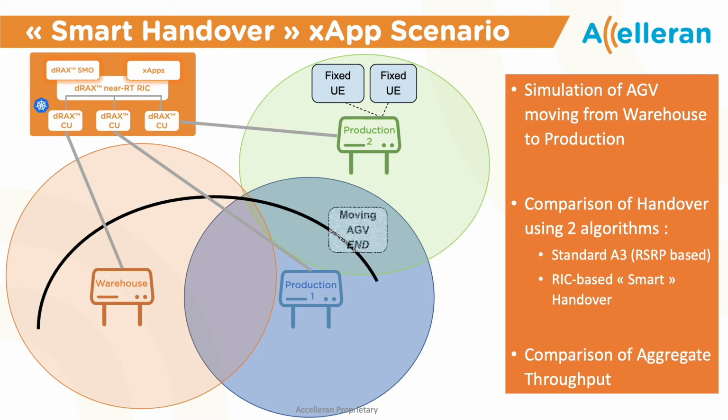When it comes to the handover between the warehouse and the production, we will compare basically 2 algorithms, the standard A3 algorithm for handover to a RIC-triggered smart handover, which the smart handover xAPP will control. It is important to note that when the AGV moves into the production area, it has basically the choices between 2 small cells. One of them is already loaded by 2 fixed UEs representing, for instance, surveillance cameras. Let's first see what happens when we don't use the RIC to trigger the handover, but that we rather let the standard A3 algorithm manage the handover on its own.